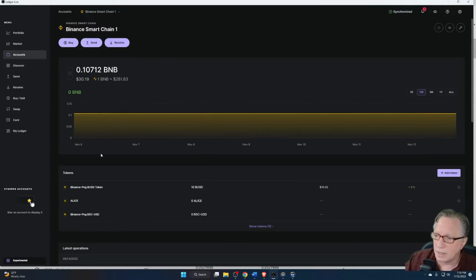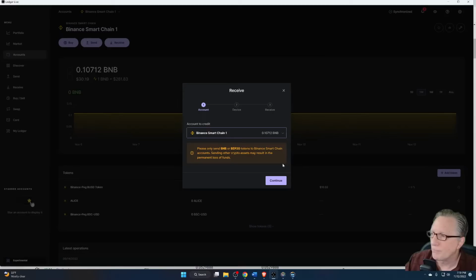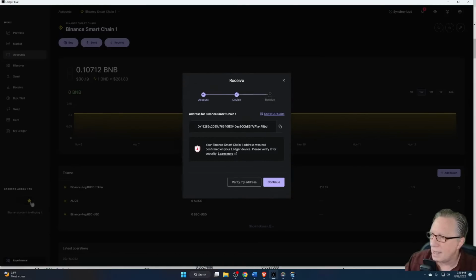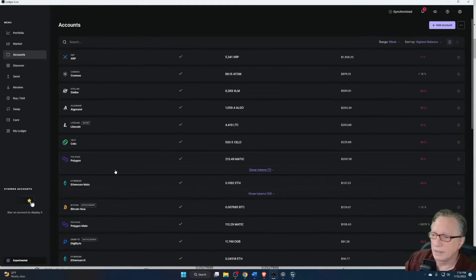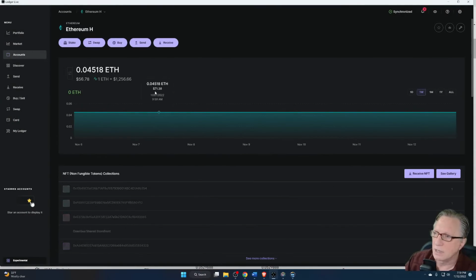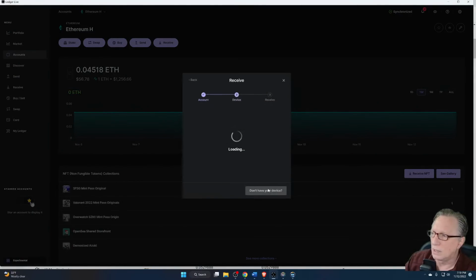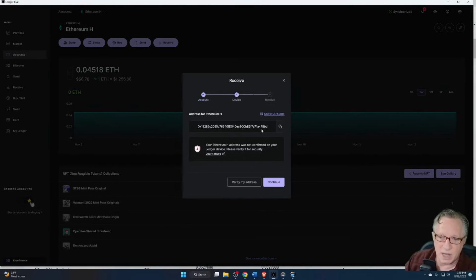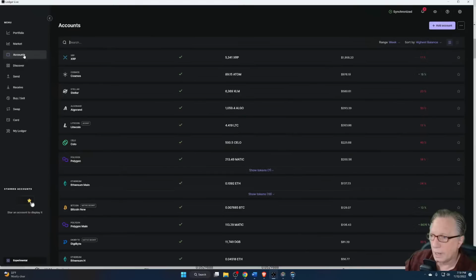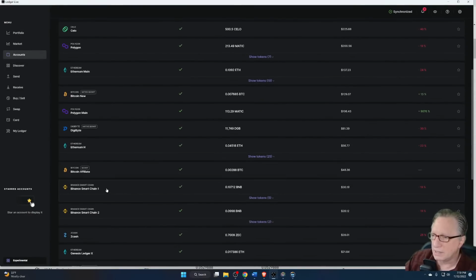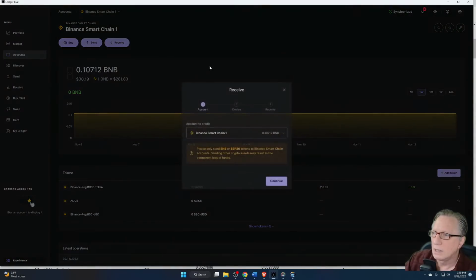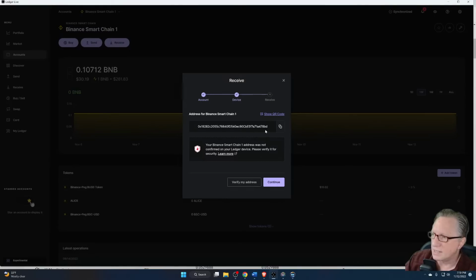Let's do a receive. Let's get that address. And notice that's actually the address of my other Ethereum wallet, right? I have Ethereum H. You'll notice that wallet also uses this 478BD address, right? Same address, different network, right? Let's go back over to our Binance Smart Chain wallet, right?